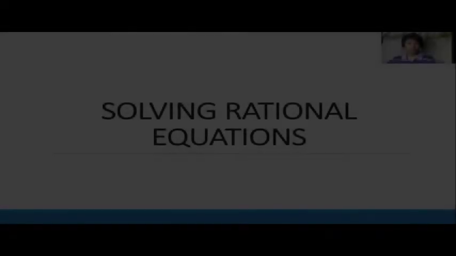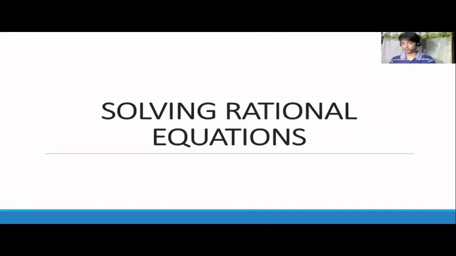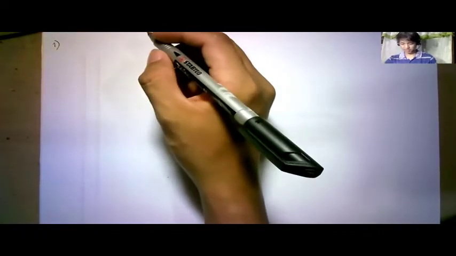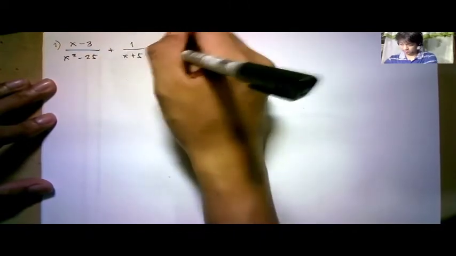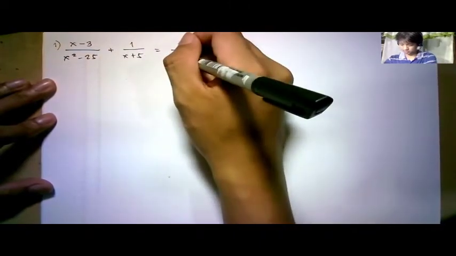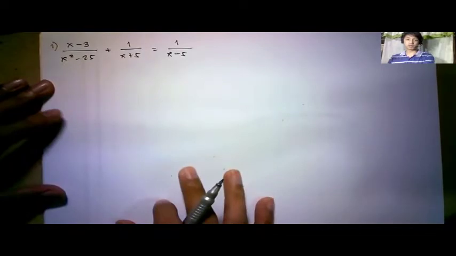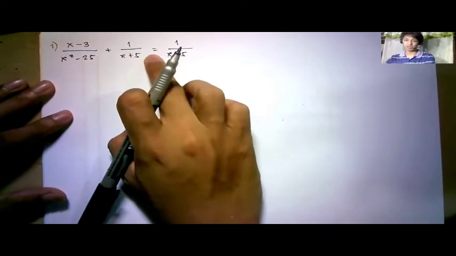Okay, so let's proceed to solving rational equations. So let's have an example. Example number 1. So let's have x minus 3 all over x squared minus 25 plus 1 over x plus 5 is equal to 1 over x minus 5. Okay, so this one is a rational equation because we have rational expressions and then we have the equal symbol or the equal sign.